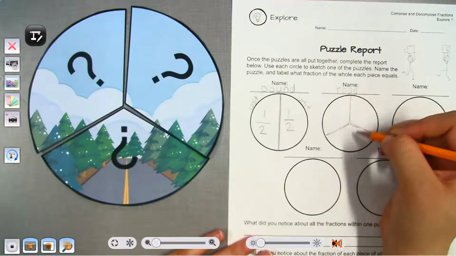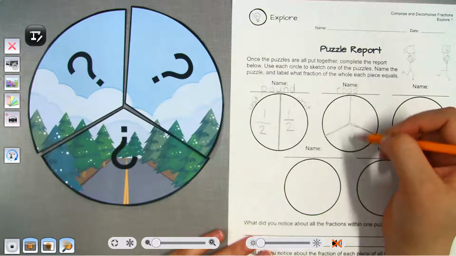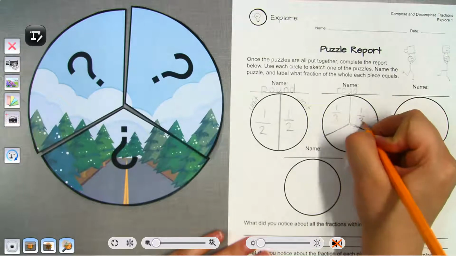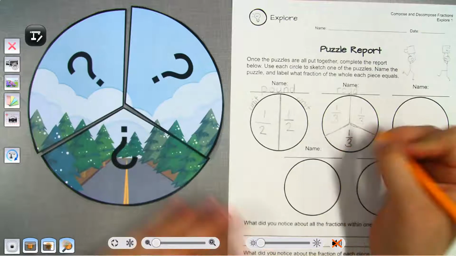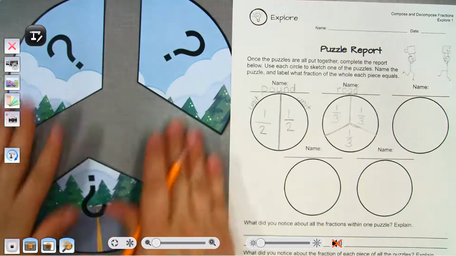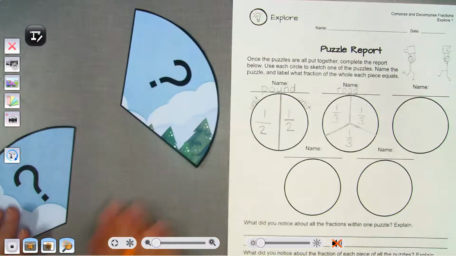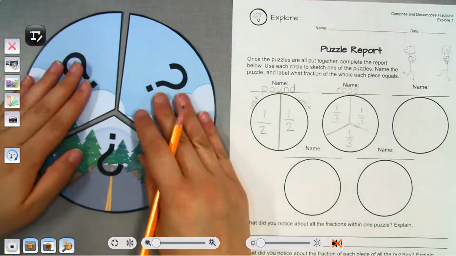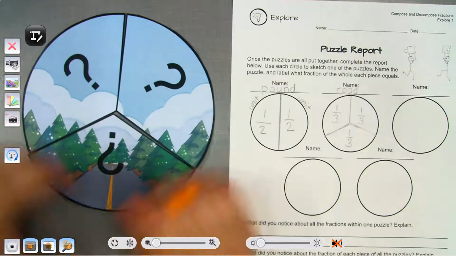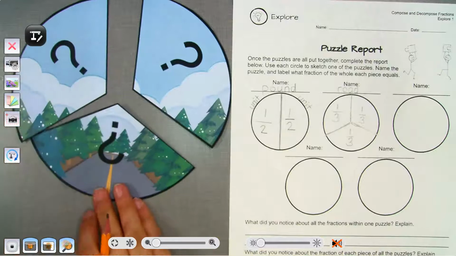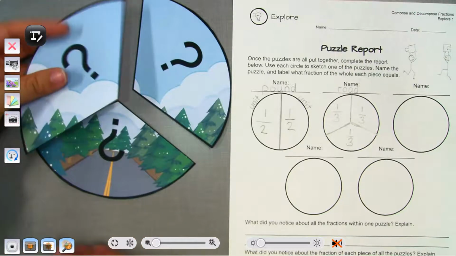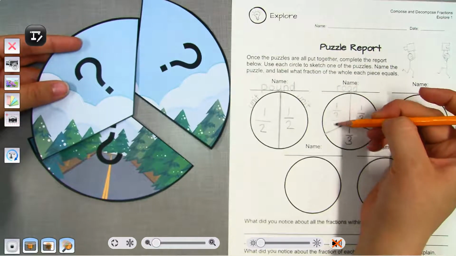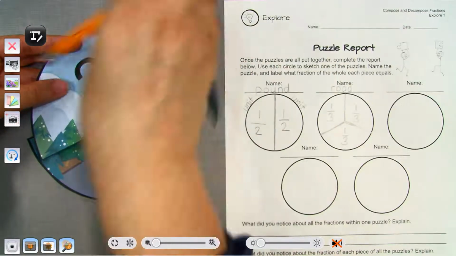What do you think I'm going to name each piece? I'm going to name each piece 1/3, because if I were to split these apart, this is one piece of the third, one piece of the third, and one piece of the third. So when I put them together, they make 3/3. So 1/3, 1/3, and 1/3. If it's just one piece, our numerator is 1, and our denominator is the number of parts in our whole, which is 3. Okay.